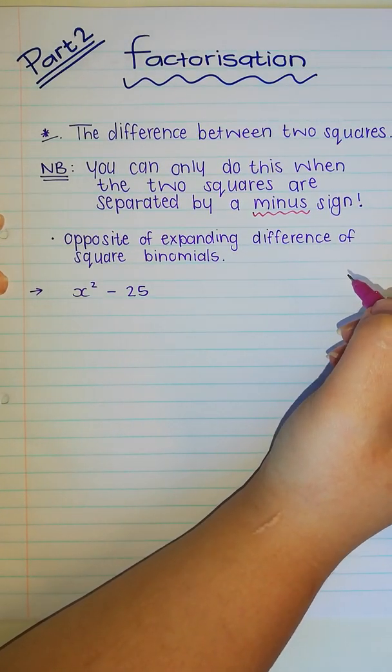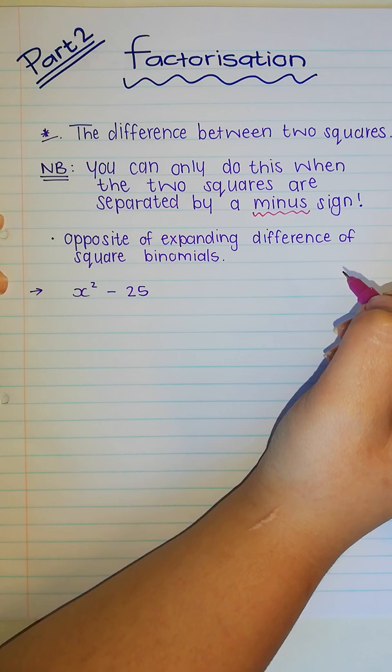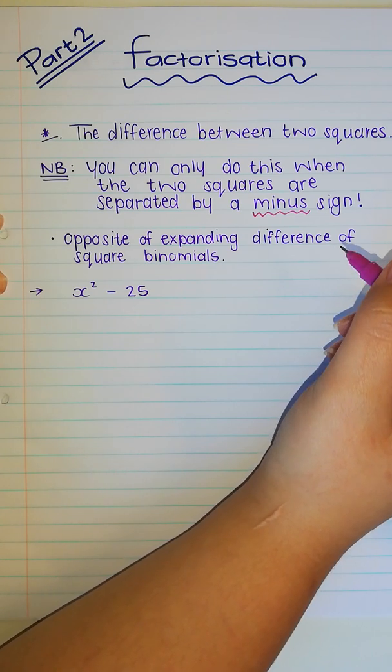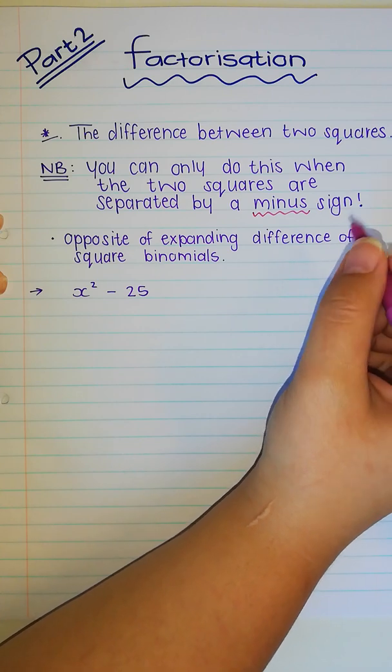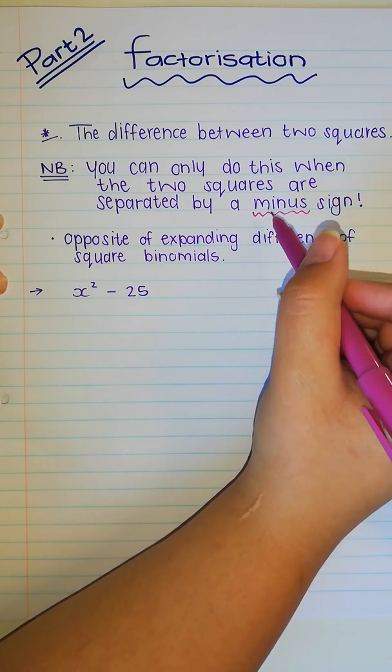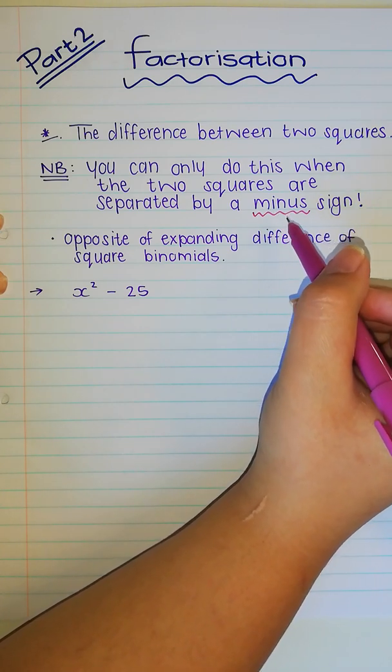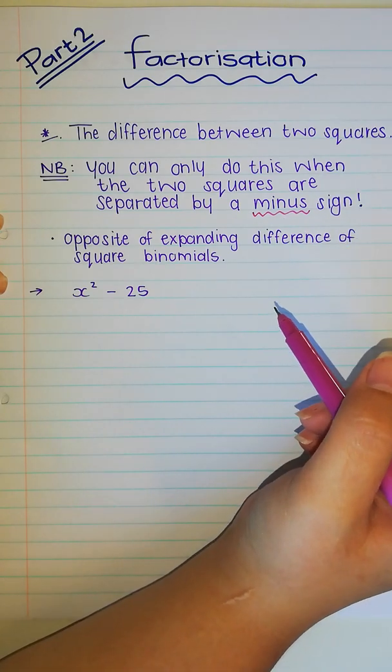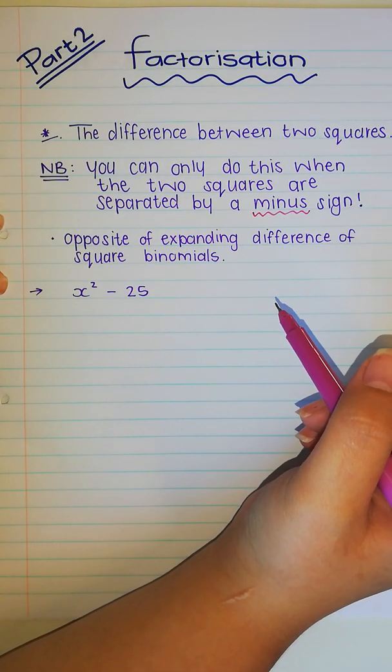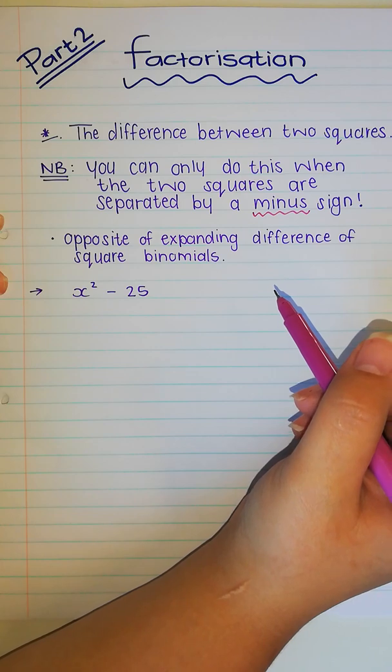So what happens if there's a plus sign? We say there's no solution, okay? So please, you can only do this when the two squares are separated by a minus sign. Now this, the difference between two squares, is the opposite of expanding difference of square binomials.